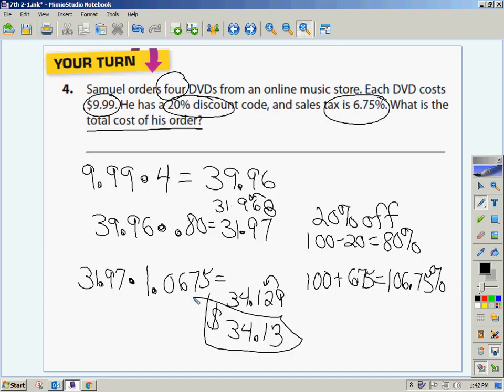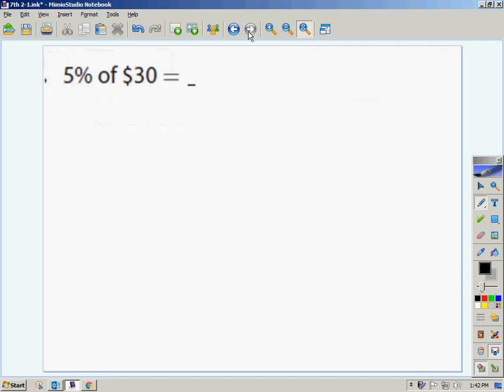You've got to make sure that when you see something that has multiple pieces in it, that you're doing each piece separately. Am I good? Okay. This one you're going to see actually in the guided practice.